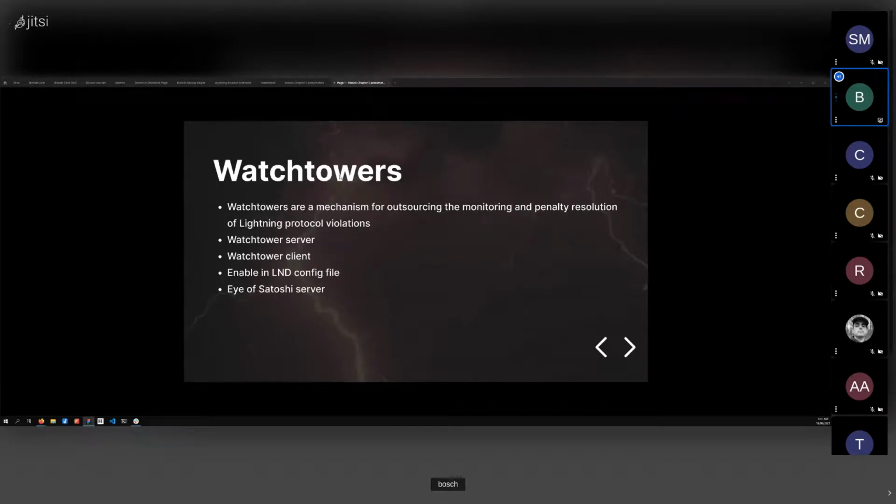So Watchtowers is a pretty big topic. It's still pretty experimental. All it really is is a mechanism for outsourcing the monitoring and penalty resolution of Lightning Network protocol violations. There are two aspects of it: you have a Watchtower server and a Watchtower client. I actually don't know all the details of how the server and client aspects work, because it isn't covered in a whole lot of depth in the book.